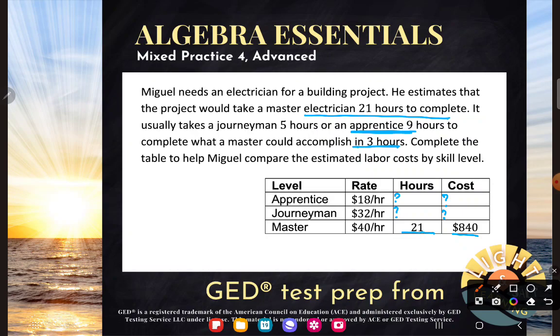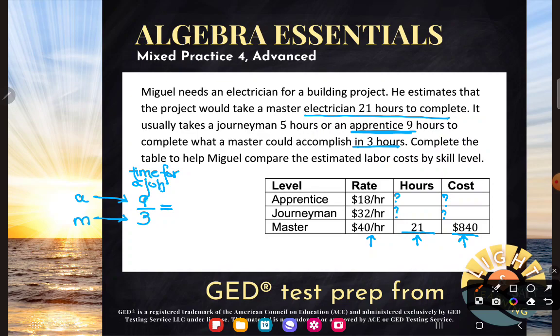Okay, so I have this relationship of the time for a job for an apprentice, 9, to a master, 3. Now you might be saying, why'd you pick the master instead of the journeyman? Well, that's just because I have all the information about the master. So he's a good one to choose. So here's my apprentice on top and my master on the bottom. Now I have to mimic the same relationship over here.